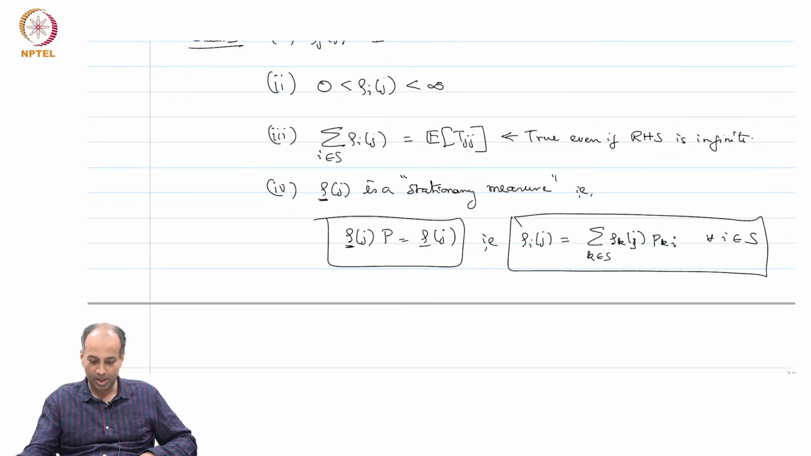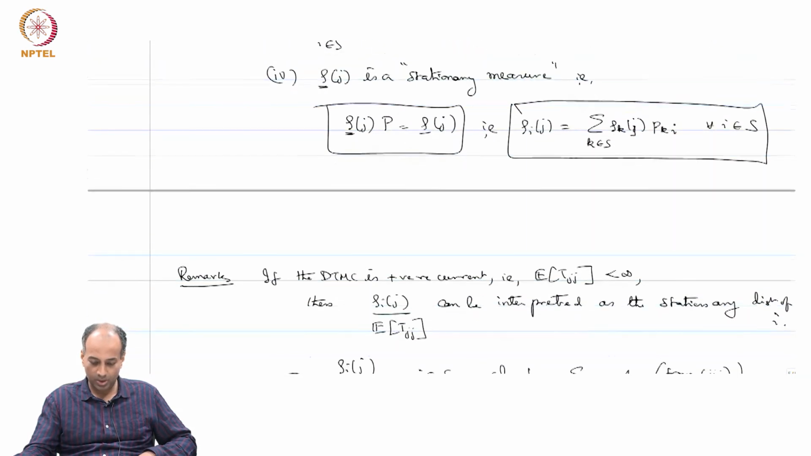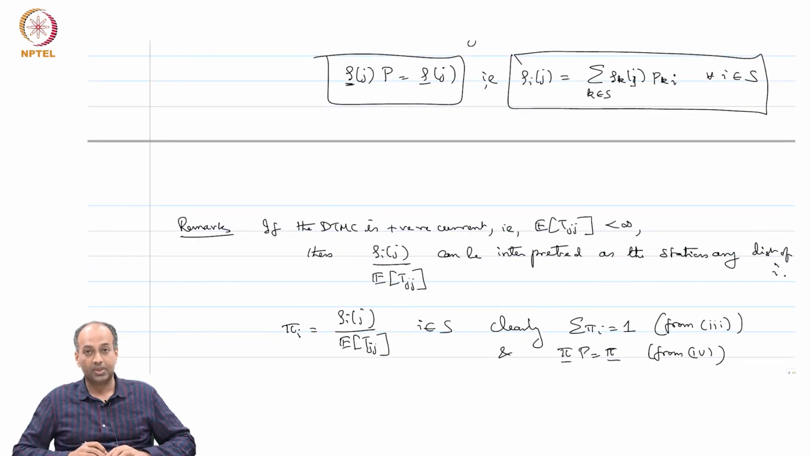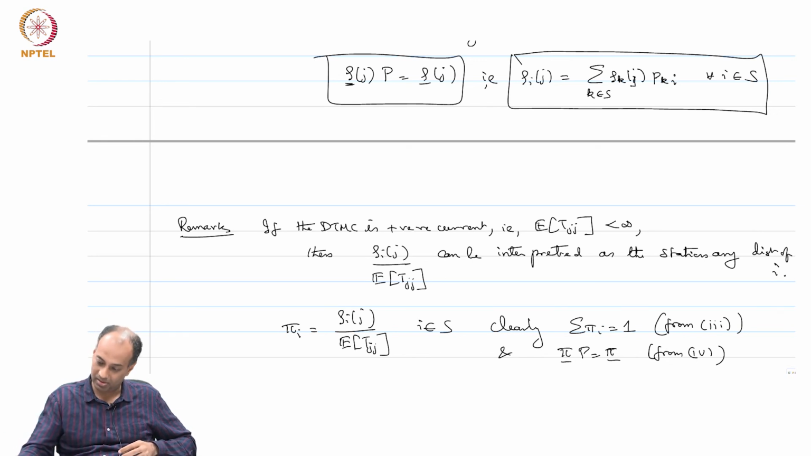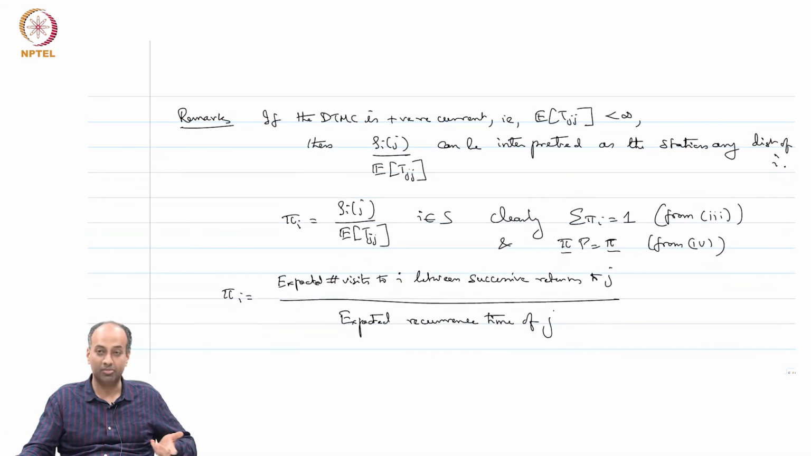okay. So, what I am saying is that you define this rho_ij, and if your expected T_jj is finite, you divide rho_ij by expected T_jj, and that turns out to be pi_i, which is your stationary distribution, which we already knew, right, because we know renewal theory, okay, but we are constructing it from first principles now.